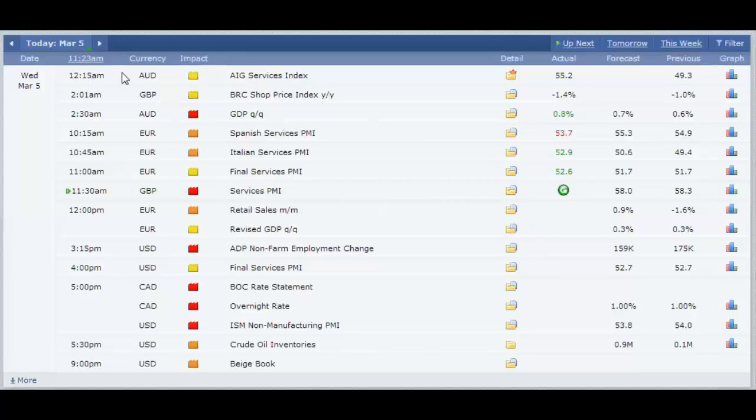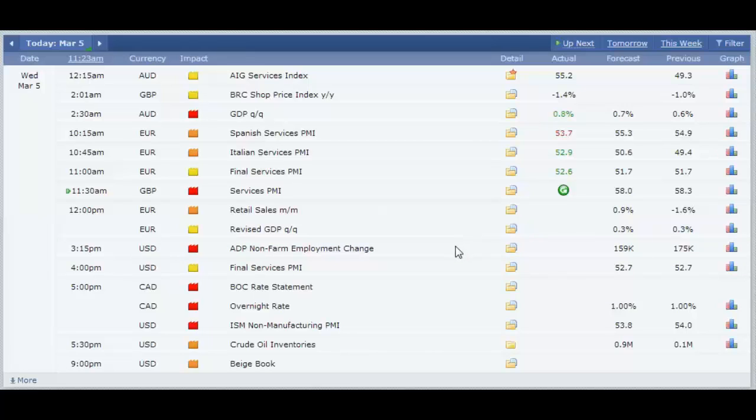March 2014. If we look today at the news, we've got some major news coming out at 3:15 and 5 o'clock on the US dollar. Non-farm employment change, that's the ADP version of it, not the official version, which comes out on Friday. And ISM non-manufacturing PMI. So we're looking to what's going to happen here. Forecast is a reduction from last month, but they're still predicting 159,000 new jobs in America.